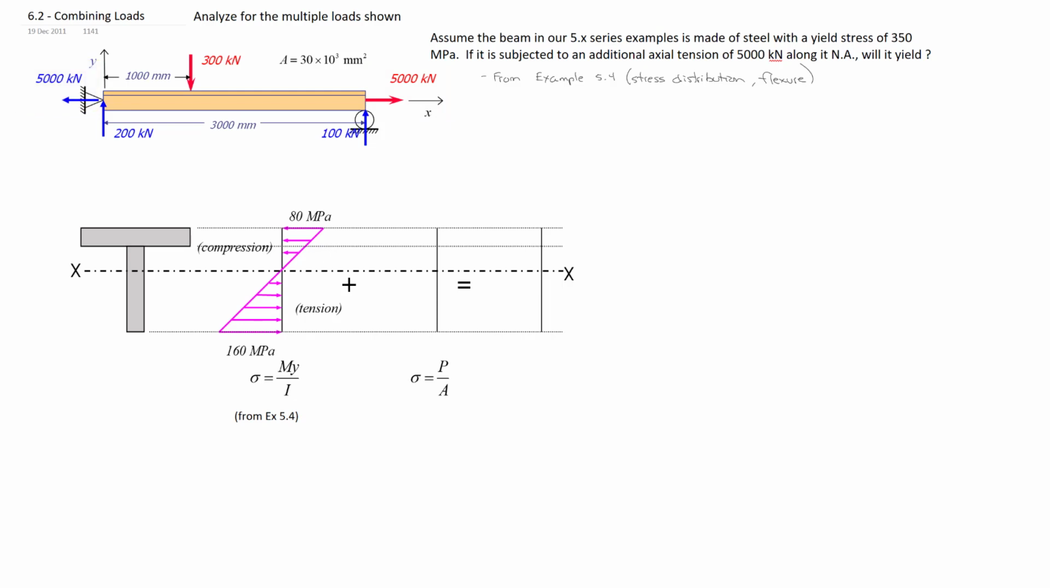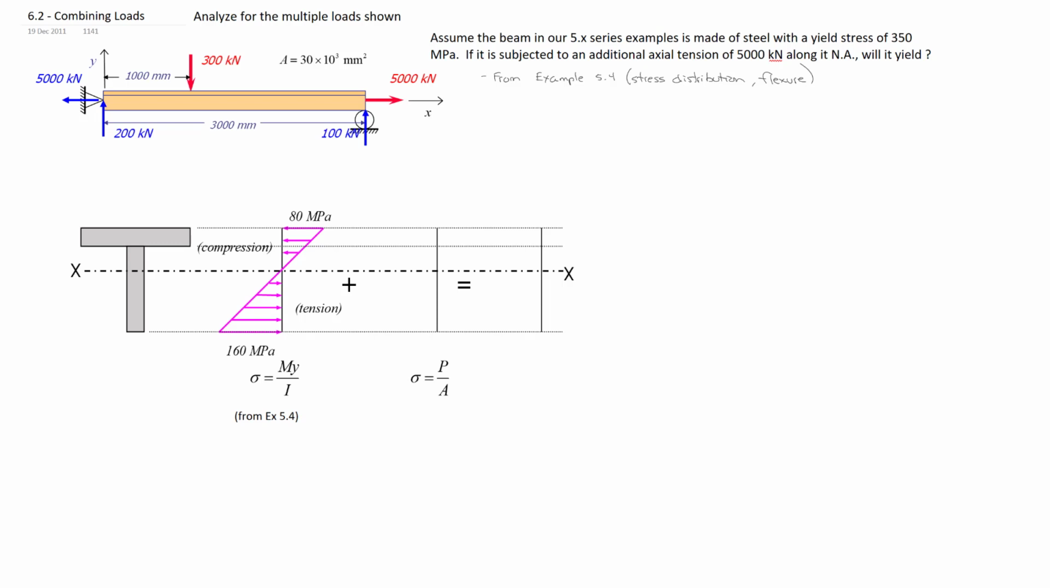So I've gone ahead and taken what we determined in 5.4, which was the normal stress distribution resulting from this, which gave us 80 megapascals in compression at the top as the maximum compressive stress, and 160 megapascals as the maximum tensile stress occurring at the bottom. And obviously, it varies linearly between the two, passing through zero at the neutral axis. And that's shown here in this diagram. So I'm not going to go back over that. Again, you can follow that card that I threw up there if you need to go back and remember that.